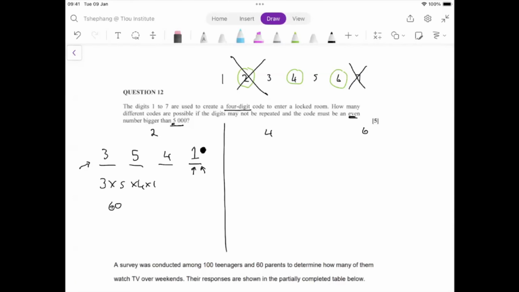Now, let's change it. Still the same code, except now we want 4 at the end. How many 4s do we have? We only have 1 4. Let's take that 1 4 and put it here. Now, how many numbers can I put here for this to be bigger than 5,000? How many numbers can I put in the first position?